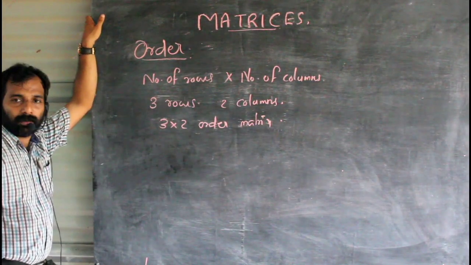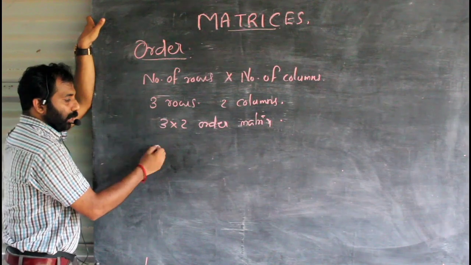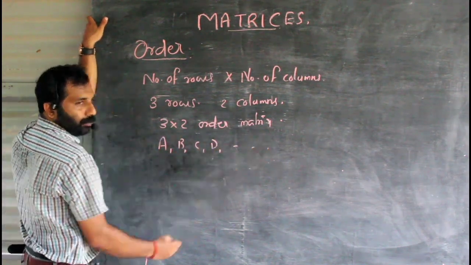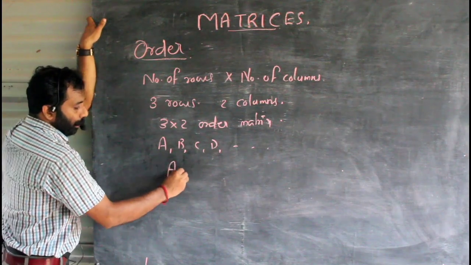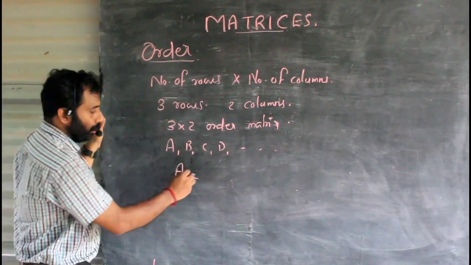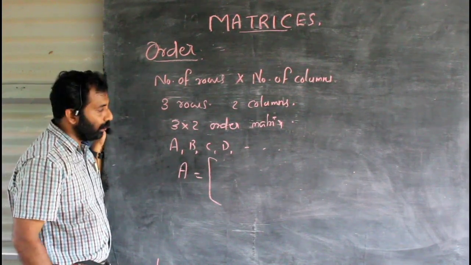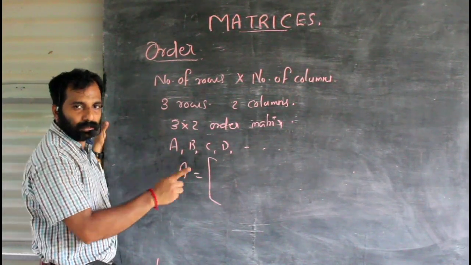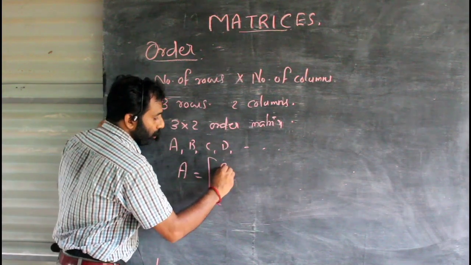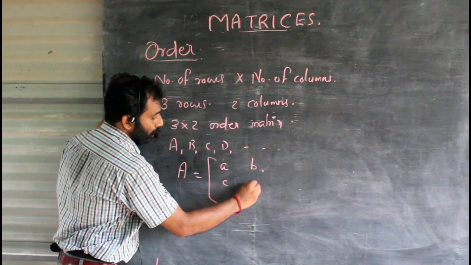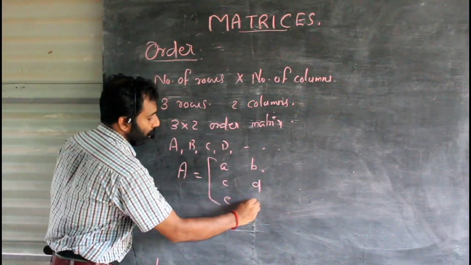We usually denote matrices by capital letters of the English alphabet like A, B, C, D, etc. So I am taking a matrix capital A. It is a 3 by 2 order matrix, so it should have 3 rows and 2 columns. Okay. Suppose A, B, C, D, E, F.